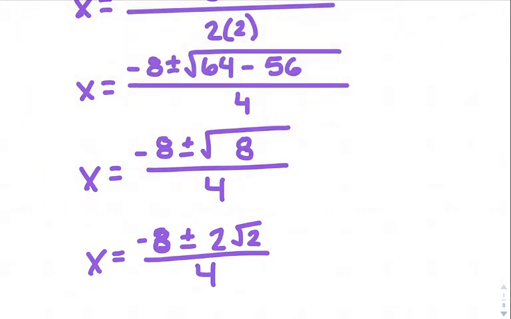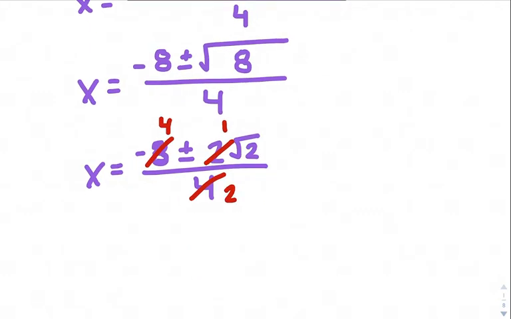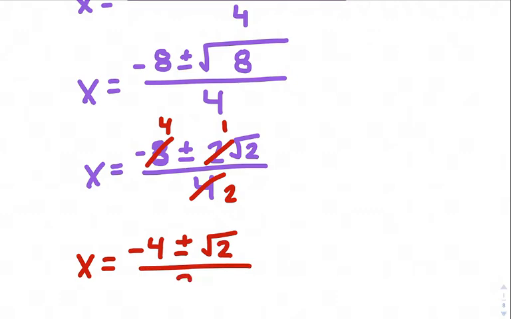So because I see my negative 8, my 2, and my 4, I can divide by the GCF, which is 2. So if I divide 2 by 2, I get 1. 4 by 2 gives you 2. Negative 8 by 2 would give you negative 4. So my answer would be negative 4 plus or minus radical 2 over 2.